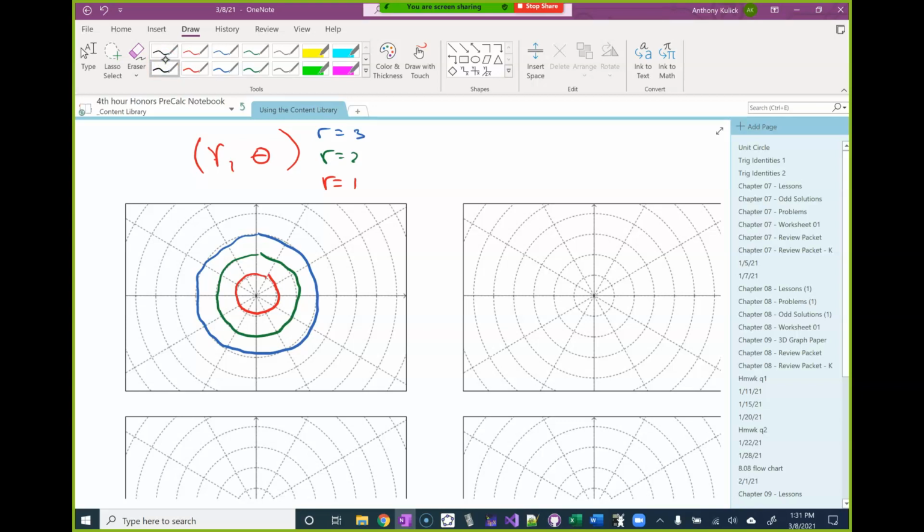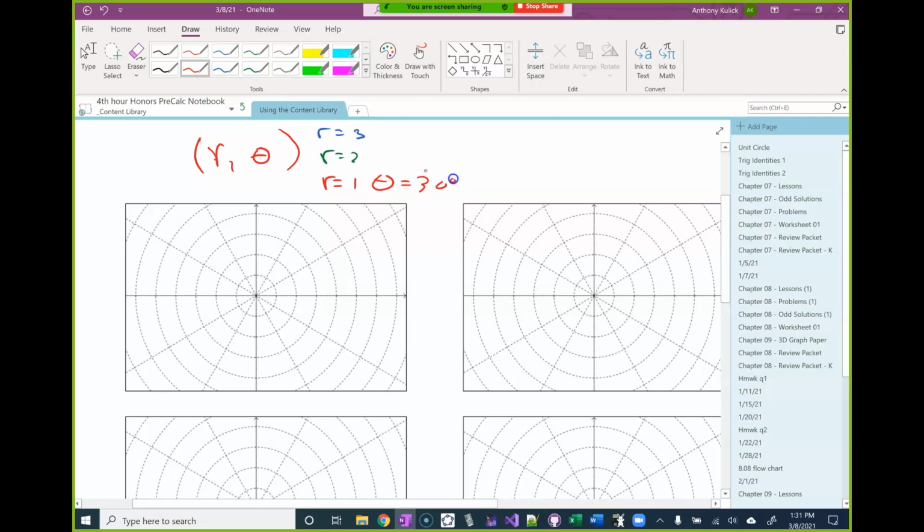Okay. So that's what we mean by r. So like a theta, let's say that theta was 30 degrees. Well, a standard form angle, its initial side is the positive x-axis. 30 degrees would be here. Okay with that?